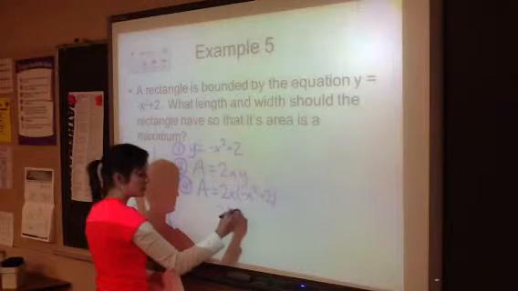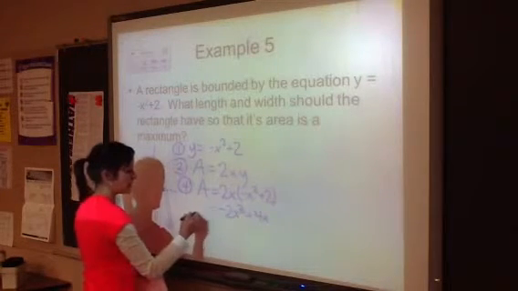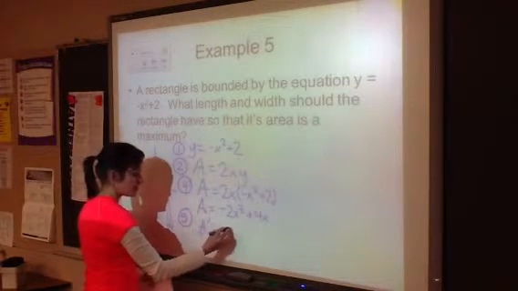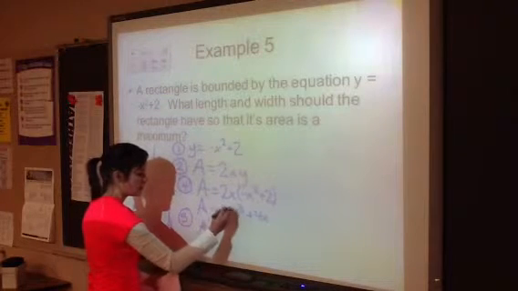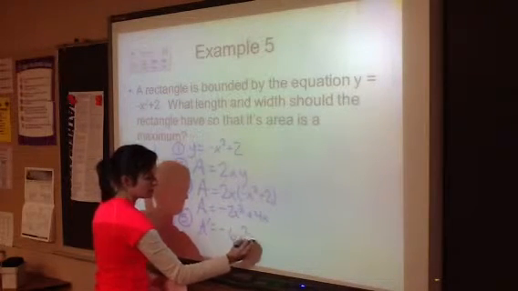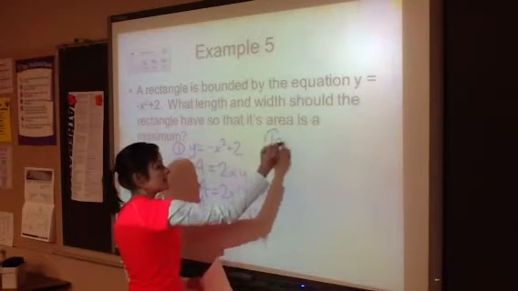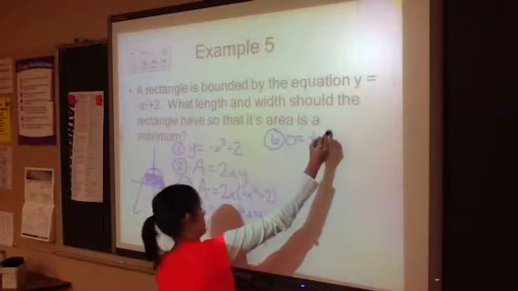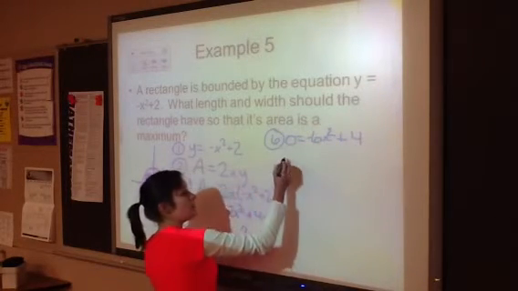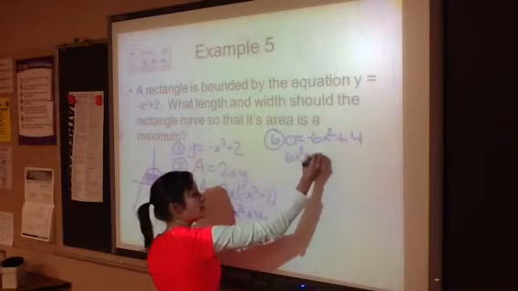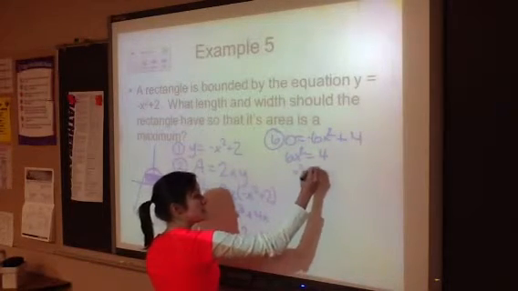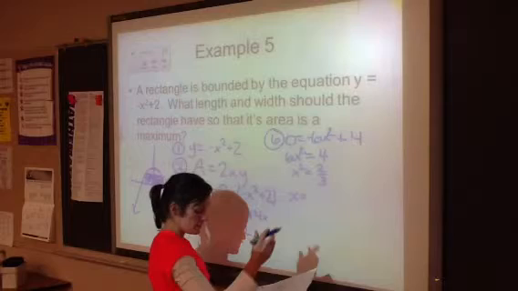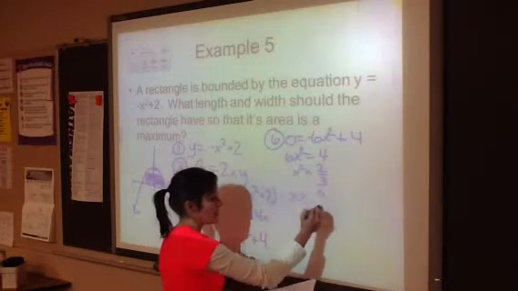Distribute: negative 2x cubed plus 4x. So step 5 is to find the derivative, which is negative 6x squared plus 4. Step 6 is to set it equal to 0. So we have negative 6x squared plus 4. If we add 6x squared, divide by 6, and unsquare, you will get approximately, you can get the square root of 2/3, or 0.816.